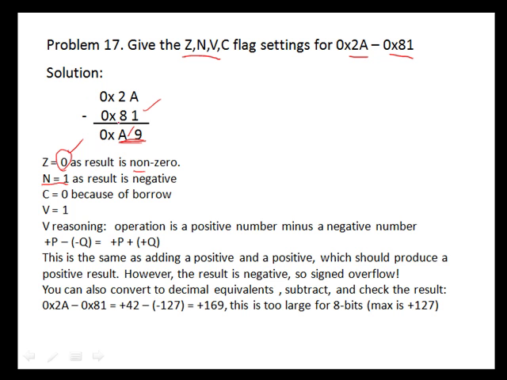When we did subtraction, this digit right here is less than this digit, so that means that we're going to have a borrow from out here. When we have a borrow, it clears the carry flag, so our carry flag is 0. Let's now determine the overflow flag, which is going to be a 1.